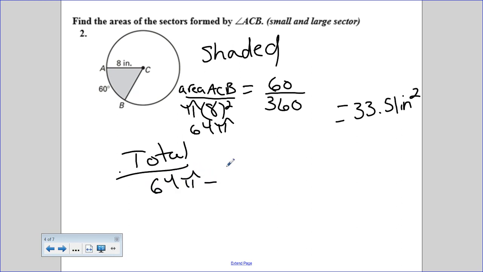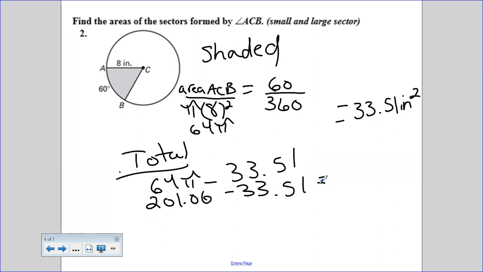And we're going to take away from that 33.51. Okay, so I haven't done this out yet. So you do it too. I get this part here, 64 pi is 201.06. So I'm going to take away the 33.51. And I'm going to get 167.55 square inches. Okay, so again, you could do it one of two ways.